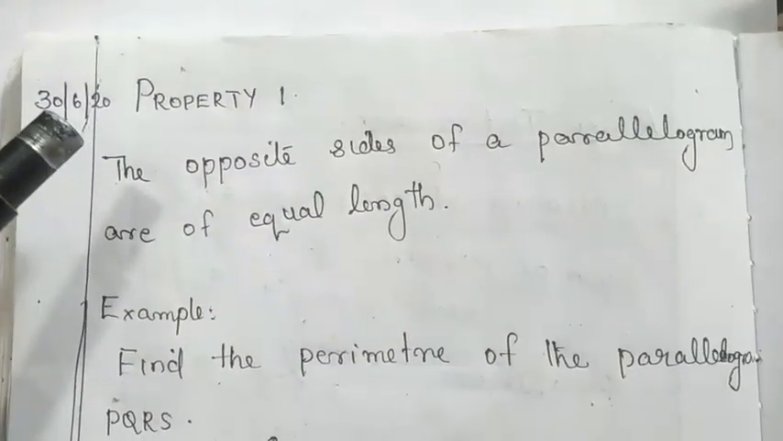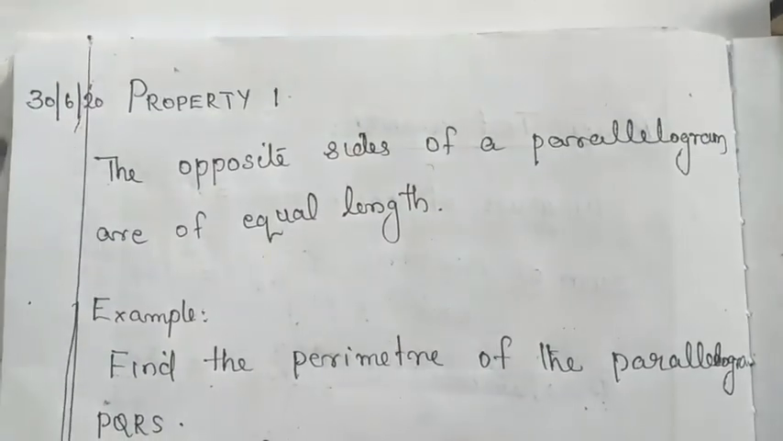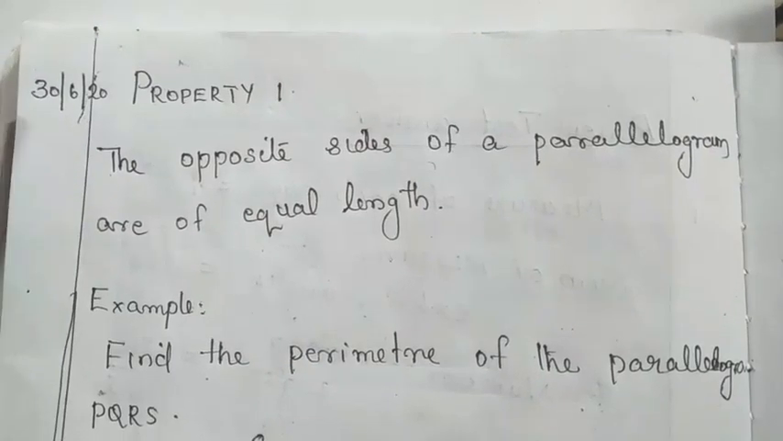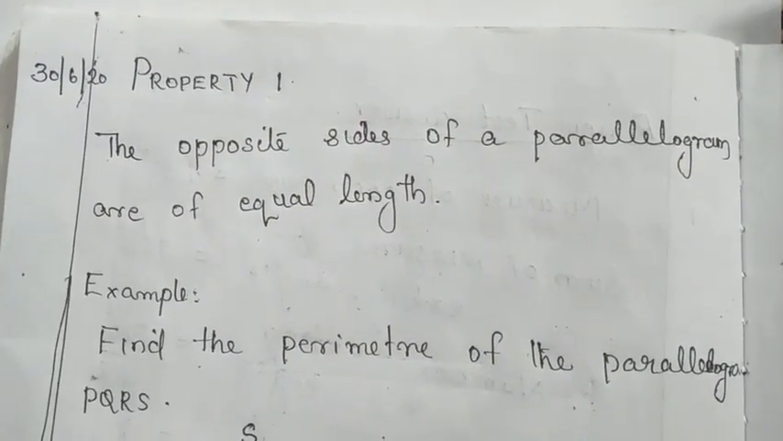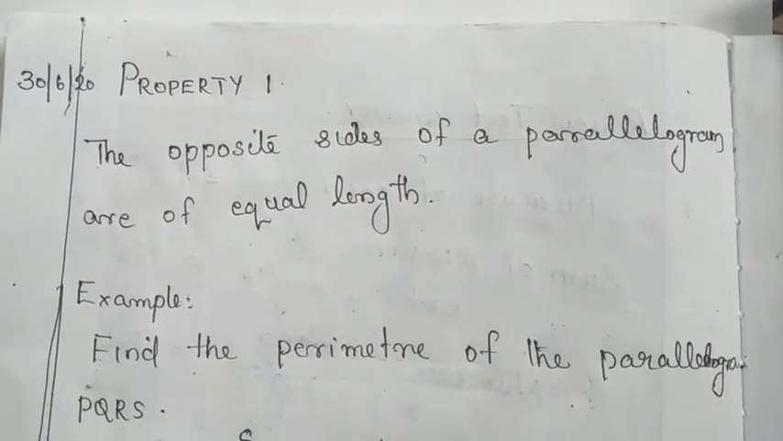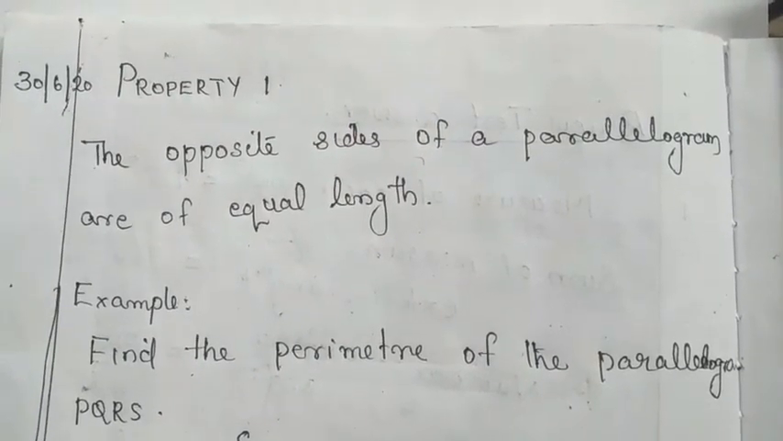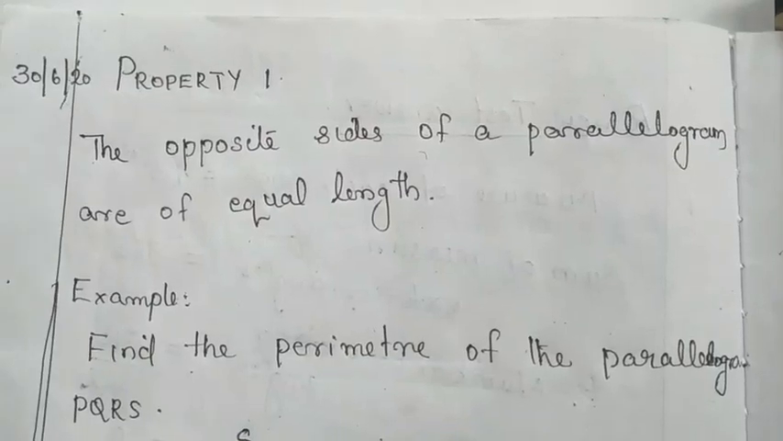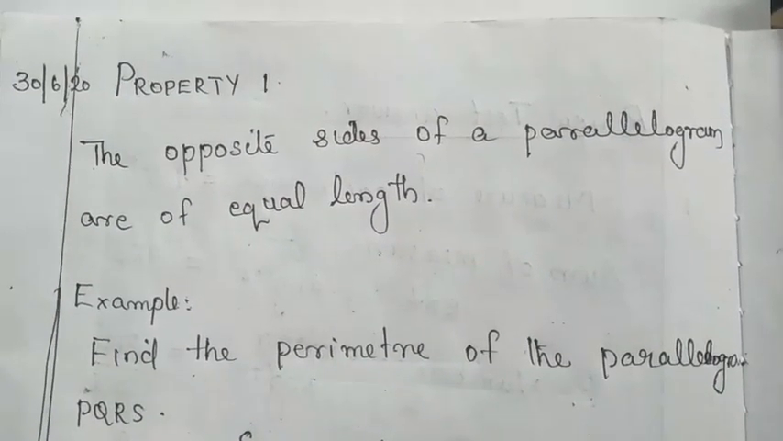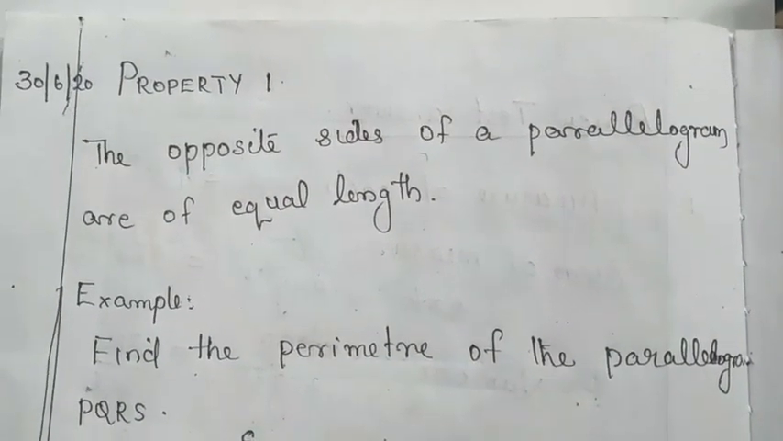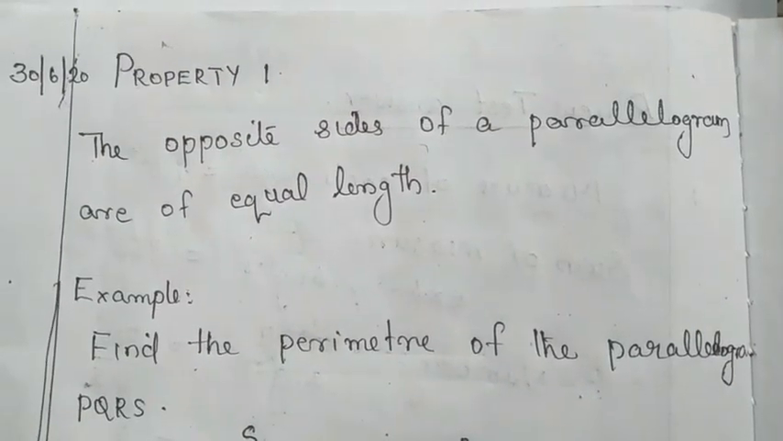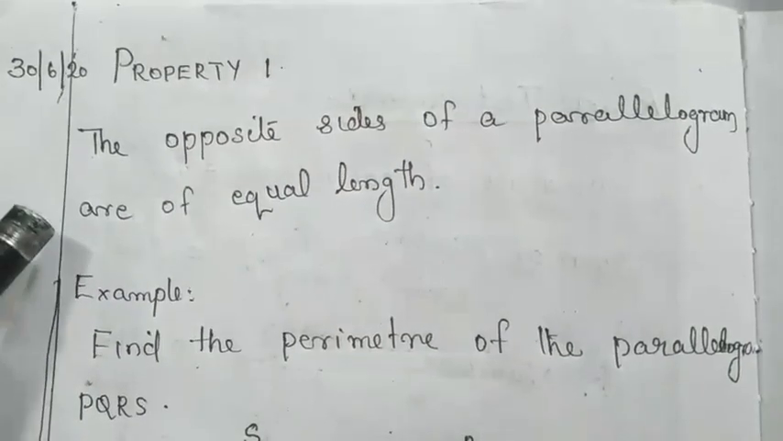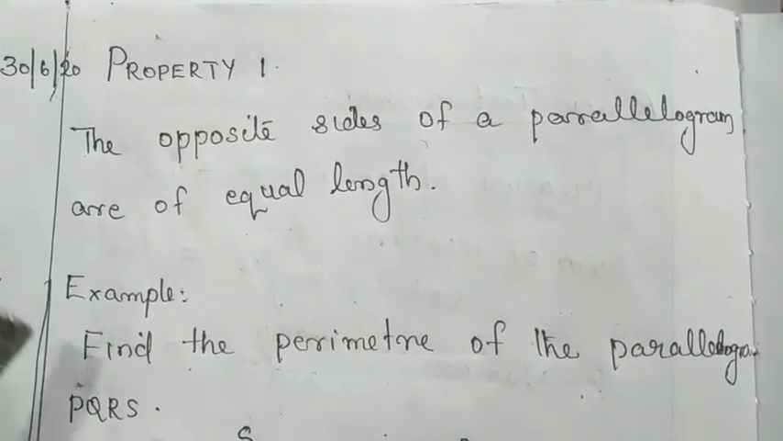Here we will discuss the properties of a parallelogram. First property: the opposite sides of a parallelogram are of equal length. What is the property? The opposite sides of a parallelogram are equal in measurement. Opposite sides are parallel, that you know, and moreover they will be equal in length. We can do an example.